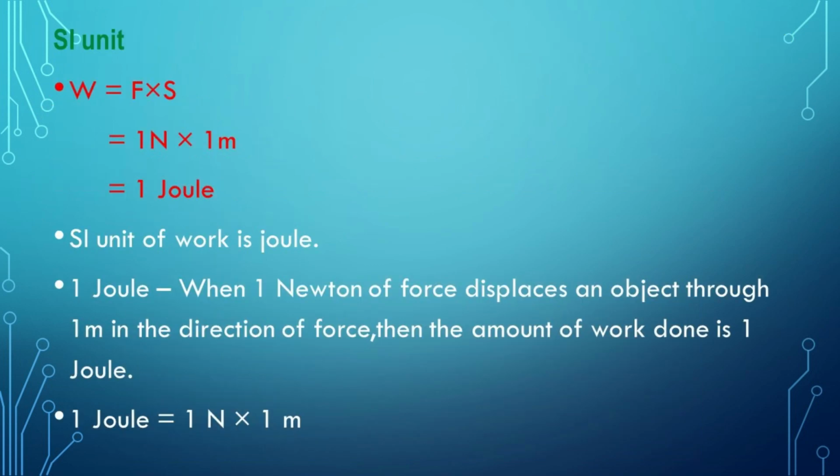Its SI unit is joule. As you all know, force is measured in newtons and displacement in meters. So work has a unit 1 Newton meter, which is equal to 1 joule. Now, how do we define 1 joule? When 1 Newton of force displaces an object through 1 meter in the direction of the force, then the amount of work done is, children, 1 joule. 1 joule is equal to 1 Newton into 1 meter.